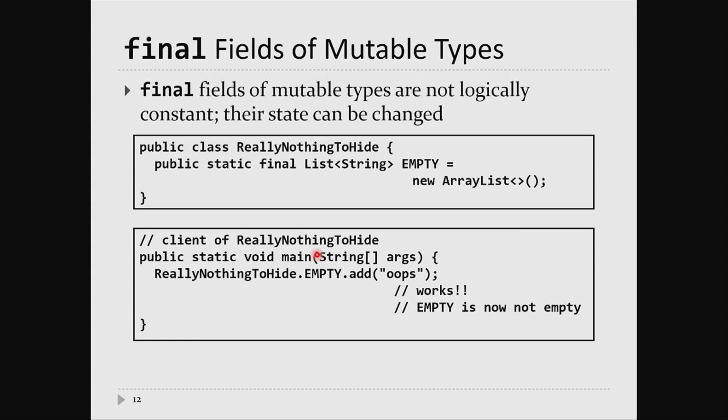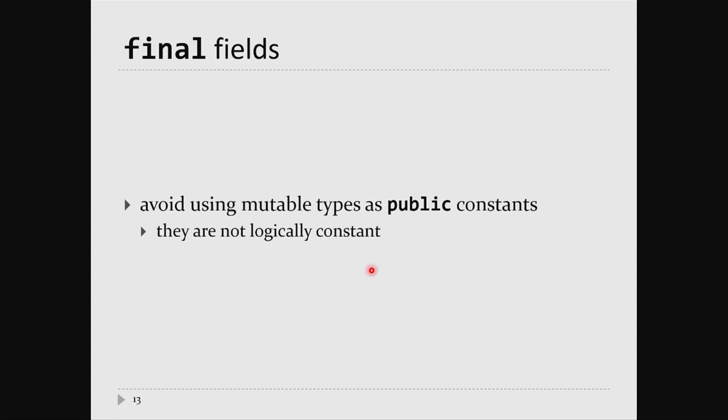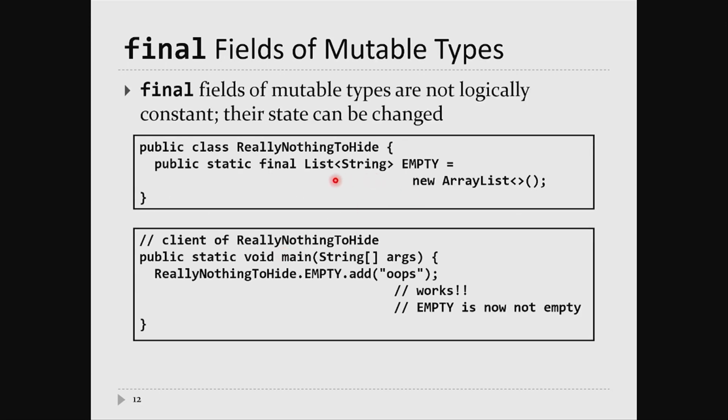Okay? So if you make a public static final field, you're trying to tell everybody that thing is a constant. If you do that, the type you use here can't be mutable. In other words, it can't have a method that changes its state. So you should avoid using mutable types as public constants because they are not logically constant. So the weird part in Java is there's no mechanism to force something to be immutable. So there's no mechanism that you can use to mark that list as being constant somehow. There are other languages where you can, in fact, mark that thing as being constant, and then you can't change its state. Java is not one of them.